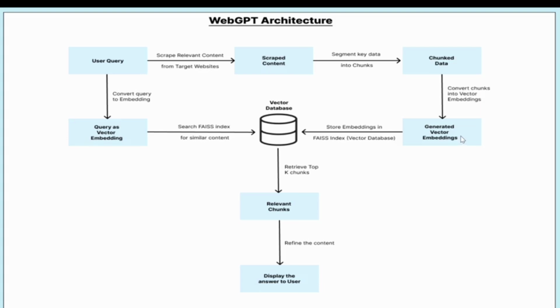We then use a pre-trained model to generate vector embeddings for each chunk of text. These embeddings represent the semantic meaning of the content, making it easier to compare and retrieve the most relevant information based on the user's query. To quickly search through the embeddings, we use FAISS, a fast similarity search library. FAISS indexes the embeddings and allows us to store and retrieve the most relevant chunks when a query is made.